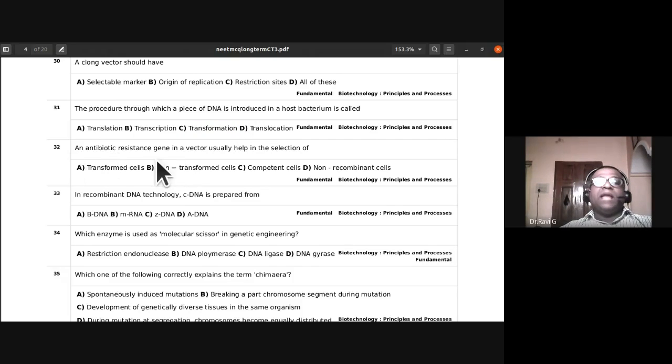Okay, an antibiotic resistance gene in a vector usually help in the selection of what? So it tells helps in the selection of transformed cells or competent cells. So what is the answer that they have given?